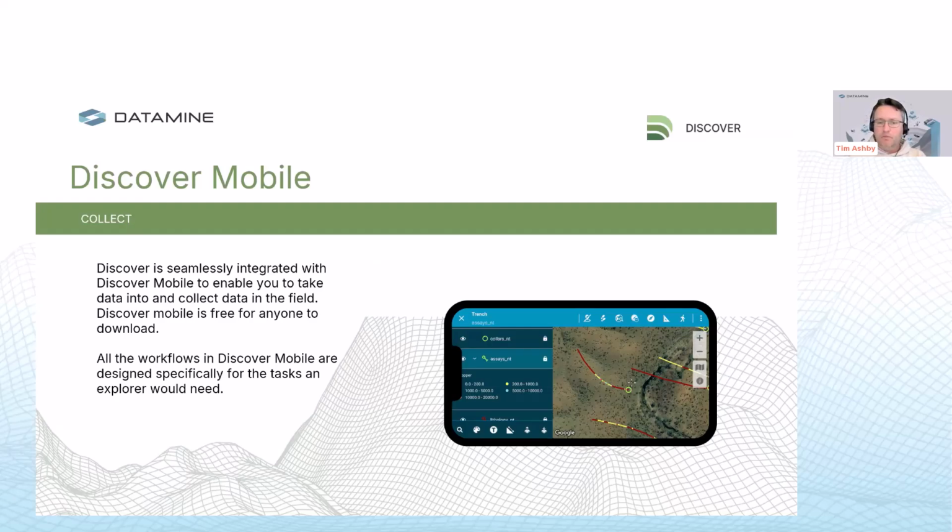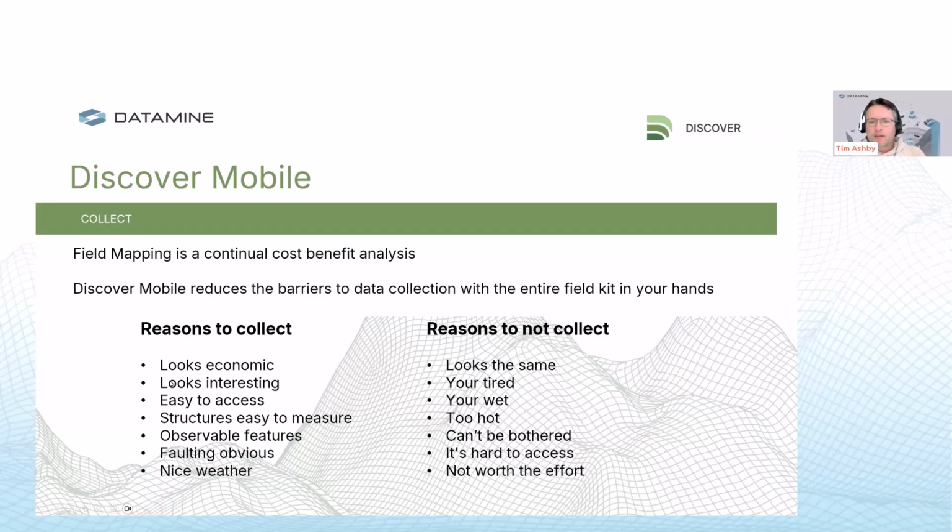The workflows in Discover Mobile are designed specifically for the Explorer. There are 1,001 of these tools out there to download, but what's great about this is it's targeting the exploration industry, and there's a whole bunch of tools in there just for the exploration geologist. What we find with field mapping is that it's sort of like a cost-benefit analysis.